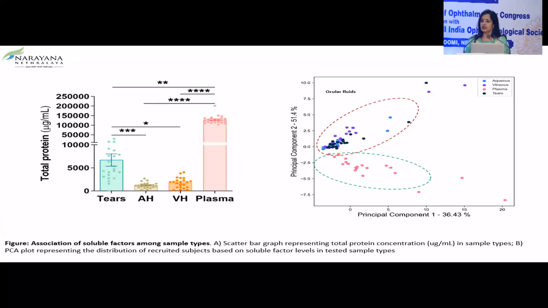Now, as expected, plasma had the highest protein concentration, and we used something called a normalization method to make all these samples comparable. The principal component analysis, as you can see on the right here, shows that the ocular fluids all cluster together. So that makes organ specific sampling very important. Whereas down below you see that the plasma ones are quite separate from the ocular fluids.